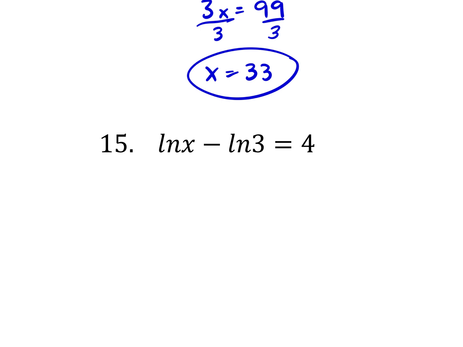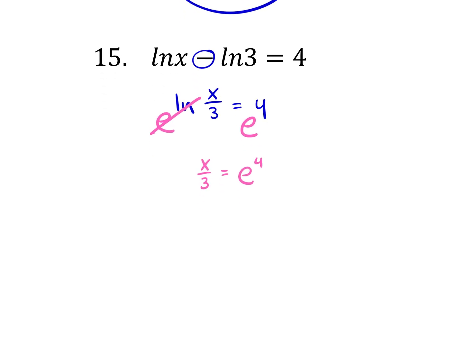No. We can condense it. So we want to condense it down to a single ln, then we can put it into exponential form to solve. So when I subtract, what goes with subtraction? Division. So the ln of x over 3 is equal to 4. Now how do I get rid of the ln? E, I'm going to make the big base e on both sides. So e to the power of ln is going to cancel. We have x over 3 is equal to e to the power of 4.